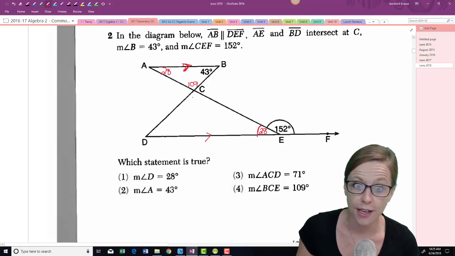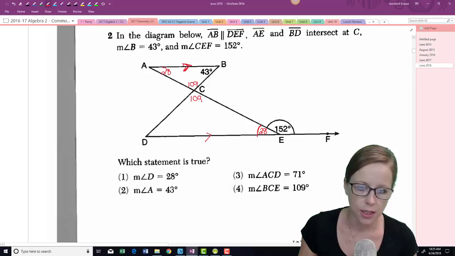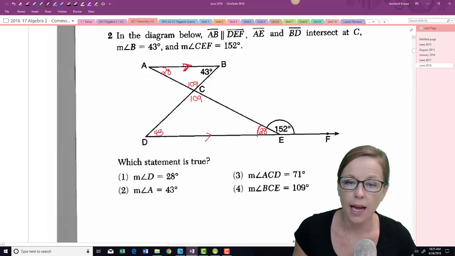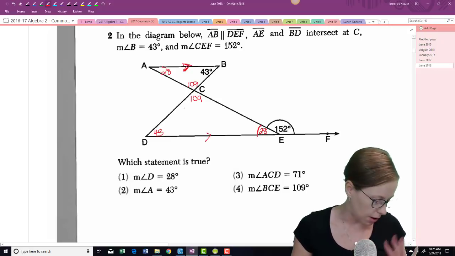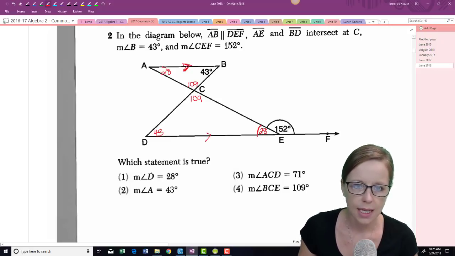And then we have vertical angles are congruent. So this angle is 109. And again, we have alternate interior angles, so this angle would be 43. So now all I really need to do is check out all of these different things. Angle D is 28. No. Angle A is 43. No.